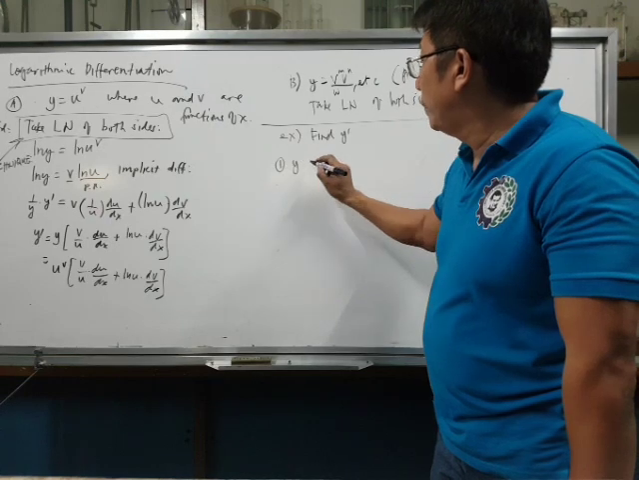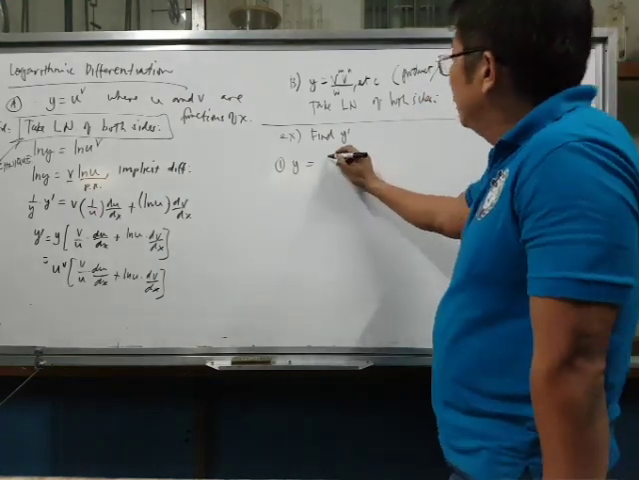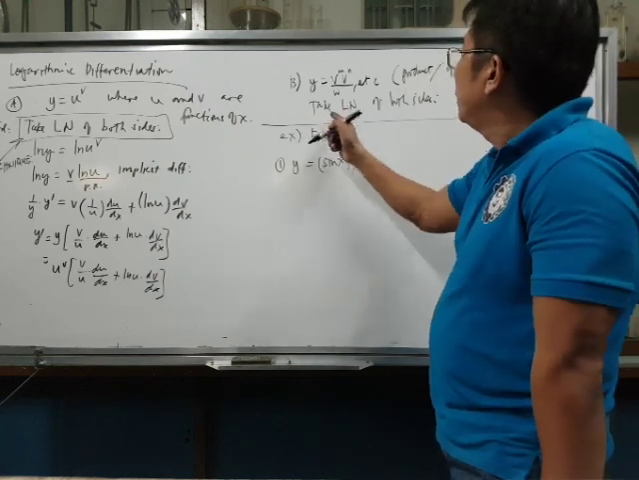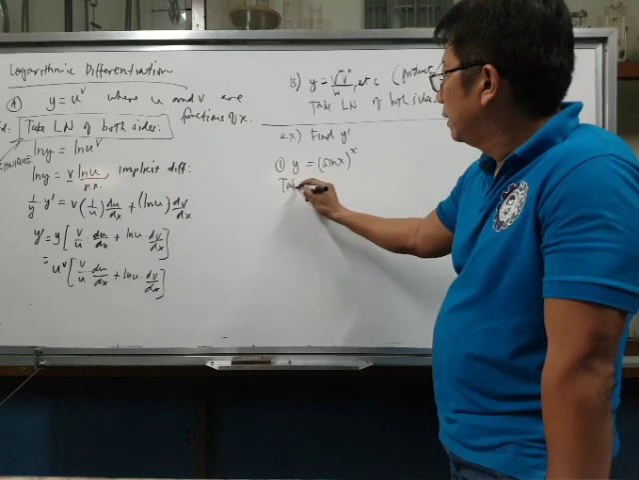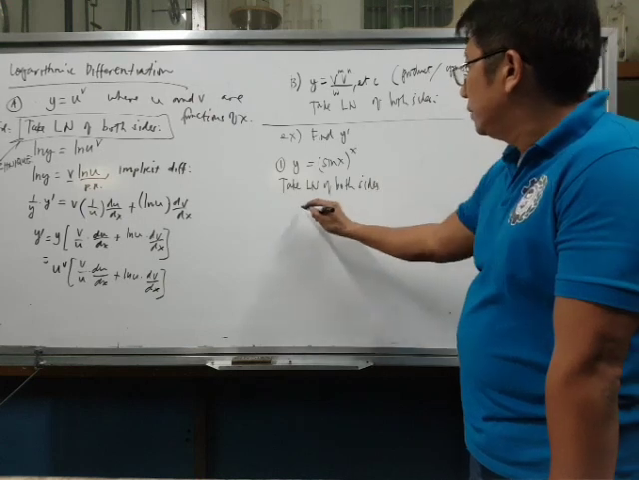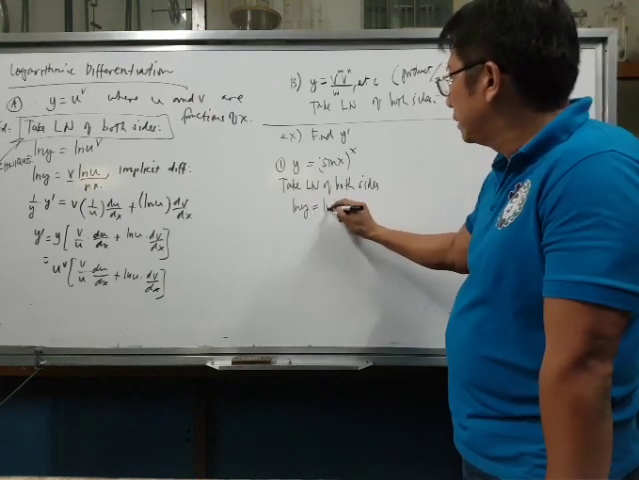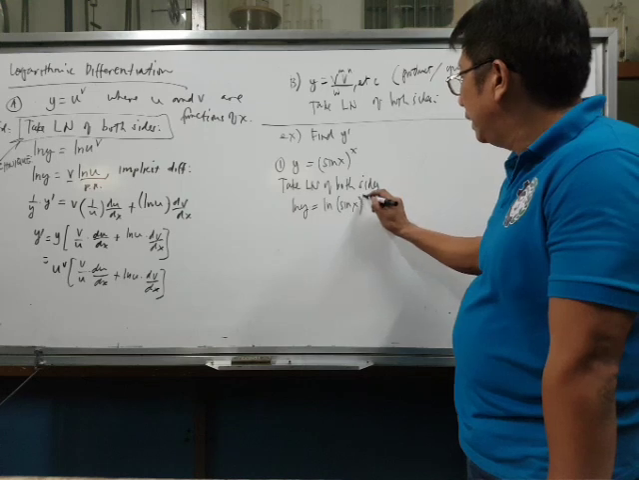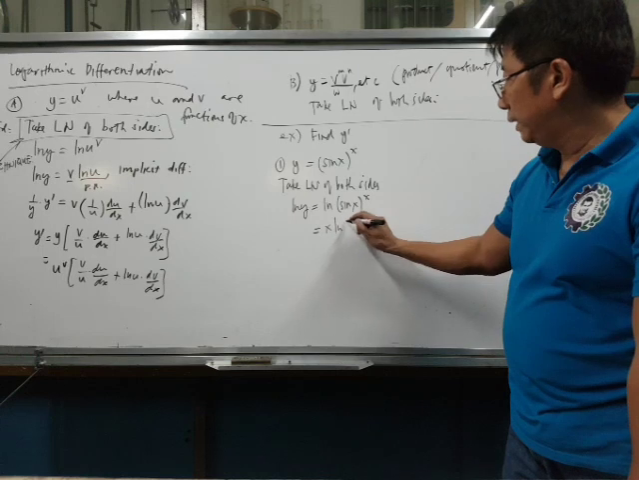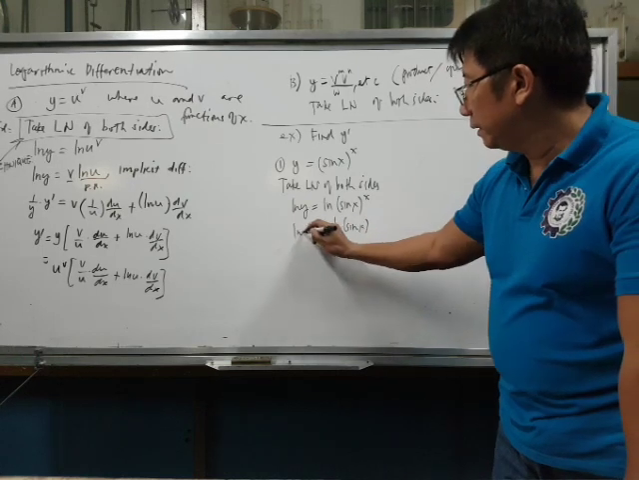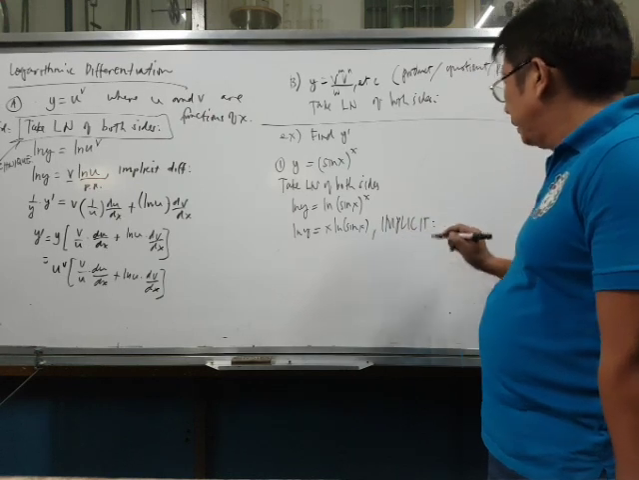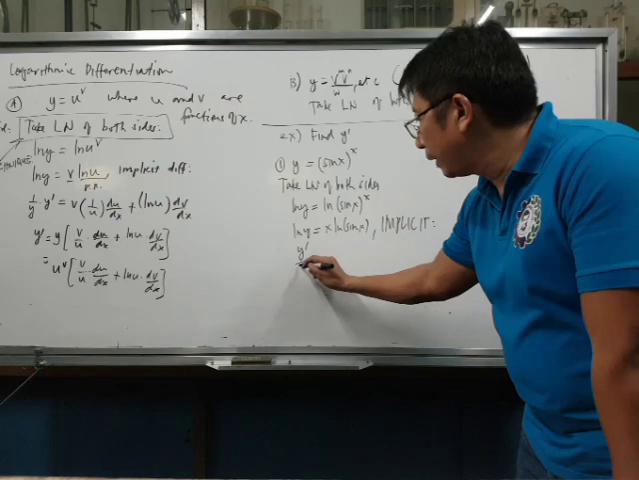Number 1, we have y equals, let's say, sine x to the power x. So we start by taking ln of both sides. And so we will have here ln y equals ln (sine x)^x. And we know that x can be placed in front, so x ln sine x. And then we now use implicit differentiation. So this will be y prime over y.